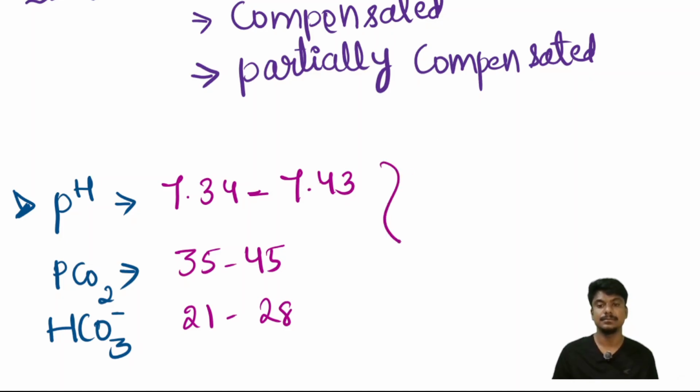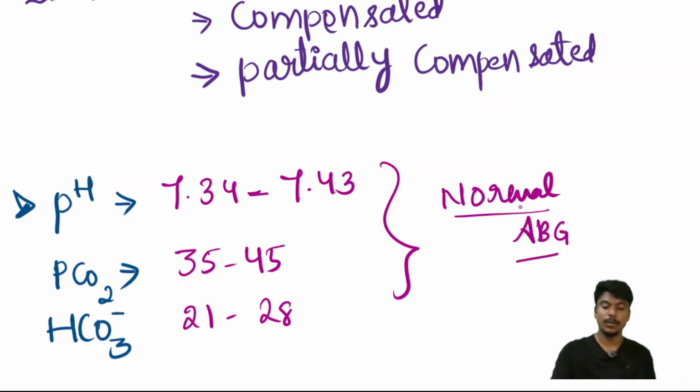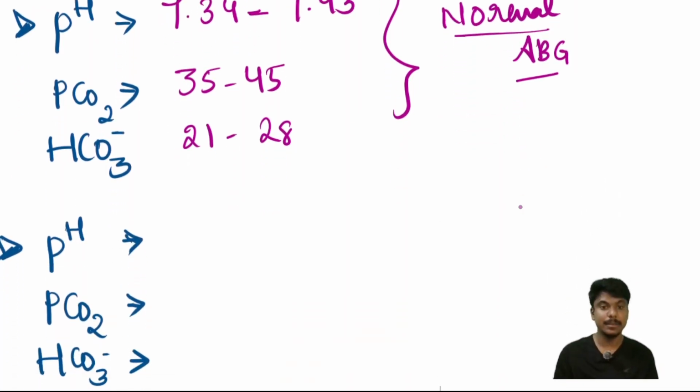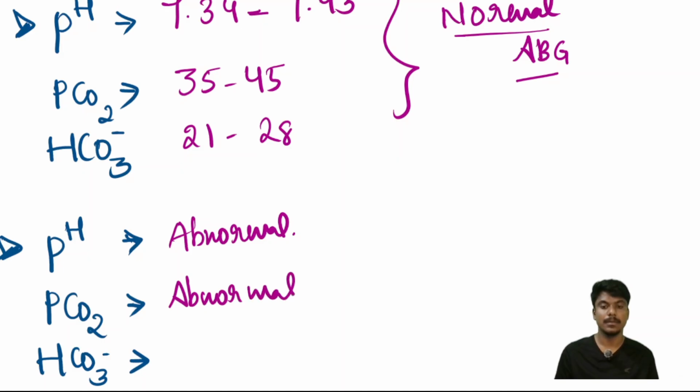This is a normal ABG report. Now we will see your second example. Here your pH is abnormal, your pH is getting altered, your PCO2 is also abnormal, and bicarbonate is also abnormal. All three are abnormal.